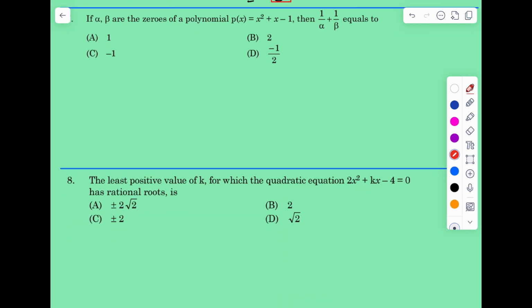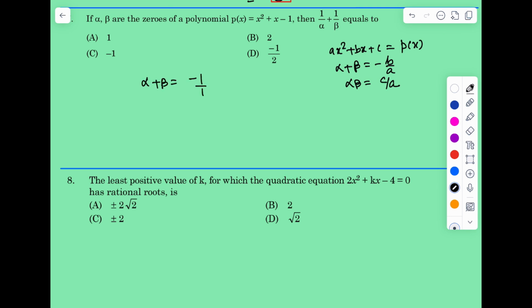Question number 7. Alpha and beta are the zeros of the polynomial. We know that the standard form of the polynomial is ax square plus bx plus c, the standard form of the polynomial p of x. And here we know that the sum of the zeros is equal to minus b by a and the product of zeros is equal to c by a. Now for this equation, a is equal to 1, b is equal to 1, c is equal to minus 1.